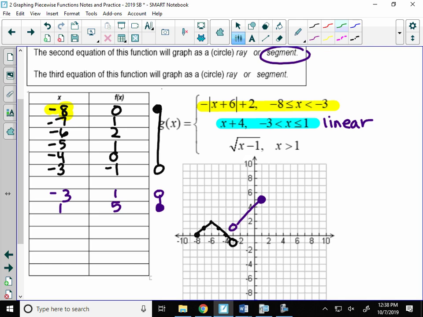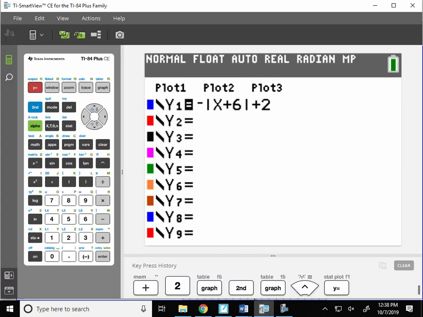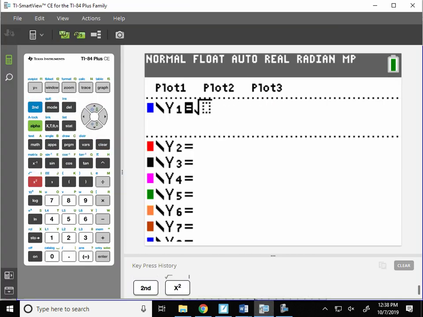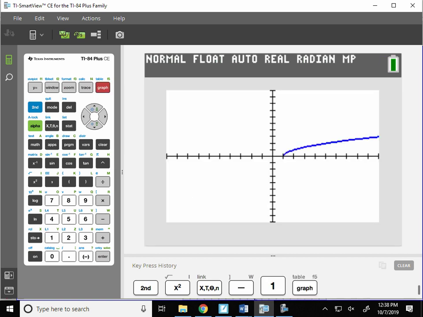All right. Then the last one. Is that a ray or a segment? It's a ray. Now, is this linear? No. So since it's a ray and it's not linear, I need to plot all the points that'll fit on the grid to make the shape. So let's type square root of x minus 1 into my y equals. You know what the square root graph looks like, so you at least know what the shape generally will be.